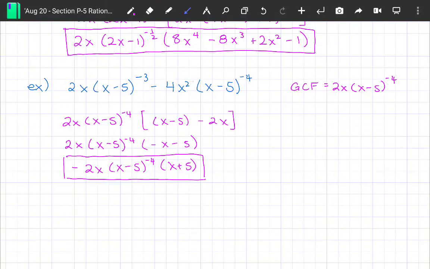And then over here, if I have a 4x squared and factor out a 2x, I have a 2x left, and I factored out all of this (x minus 5) to the negative 4th. Combine your like terms, and in this case, because there's a negative in front, I have to factor out the negative too, and I wind up with that.